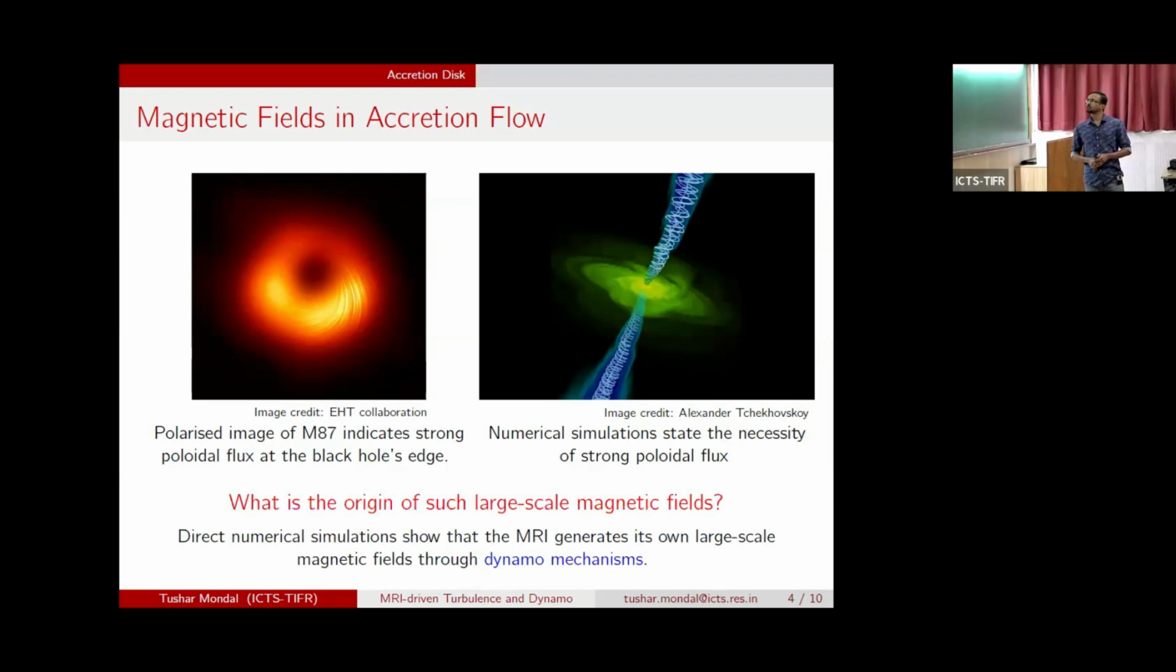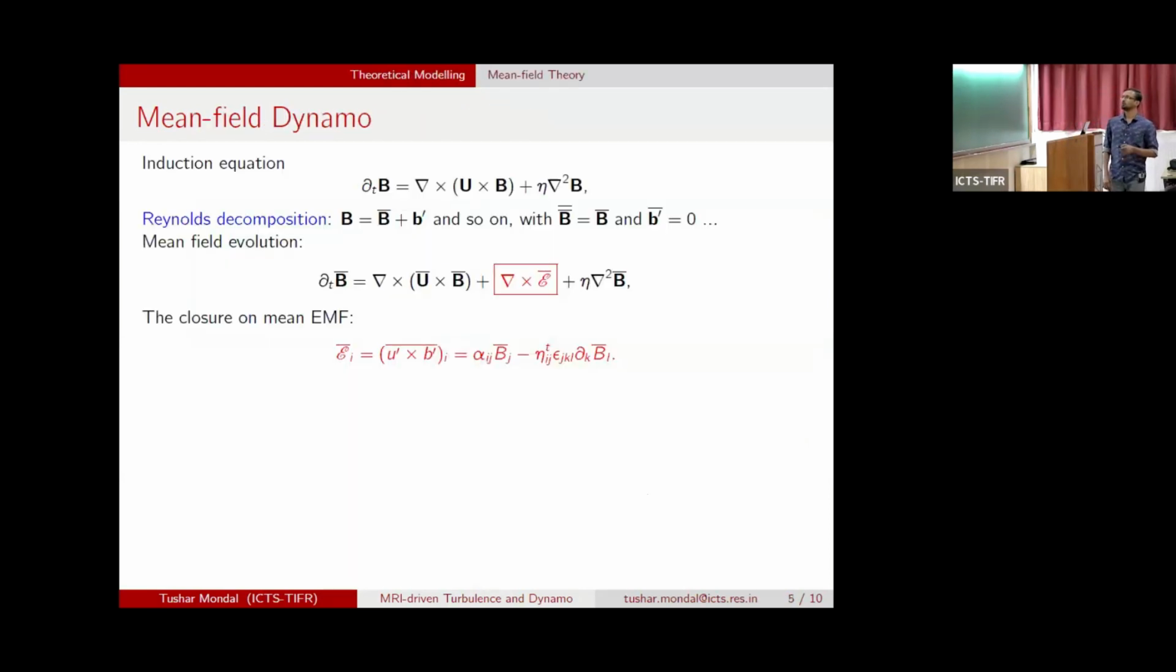And what is the origin of this magnetic field? MRI is a very powerful tool: not only does it transport angular momentum, at the same time it explains some kind of dynamo mechanism locally, which generates that large-scale magnetic field. We want to see whether that helps to explain this observation. Now, to study the dynamo mechanism, mean field dynamo theory is very successful, which basically solves the induction equation.